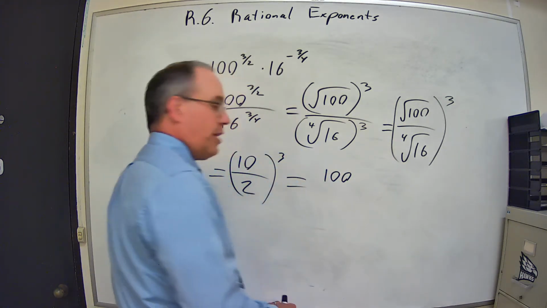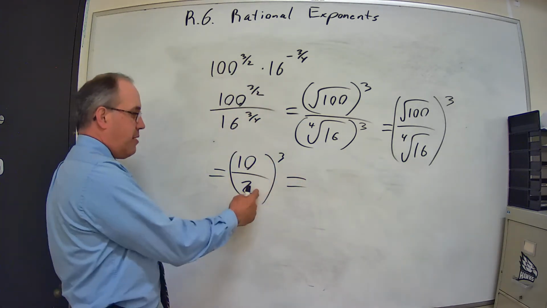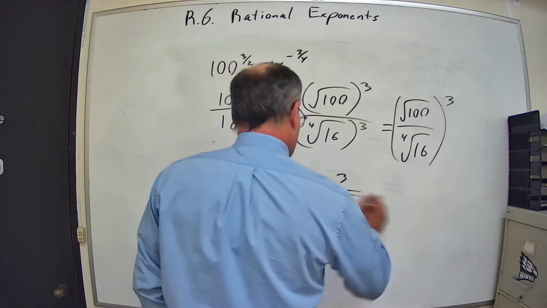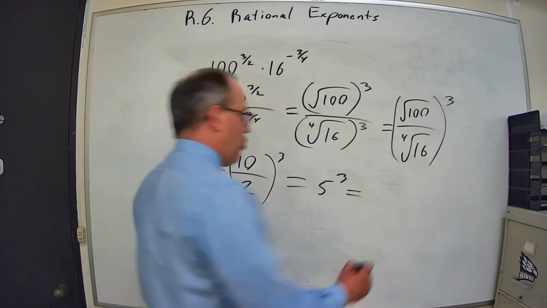Oh, actually, I can. Let's take advantage when we can. Before that, 10 divided by 2 is 5. So I have 5 cubed. There we go. That wasn't bad. And 5 cubed is 125.